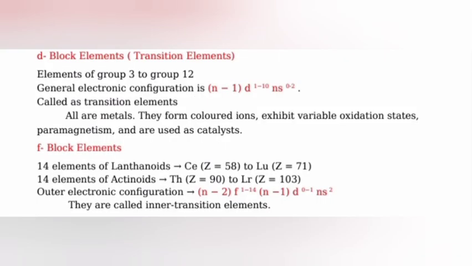d-block transition elements. Elements of group 3 to group 12. General electronic configuration is (n-1)d1 to 10 ns0 to 2, called transition elements. All are metals. They form colored ions, exhibit variable oxidation states, paramagnetism, and are used as catalysts. f-block elements: 14 elements of lanthanoids and 14 elements of actinoids. They are called inner transition elements.